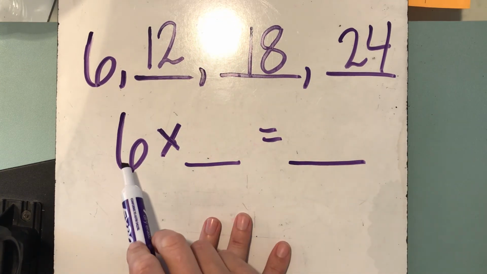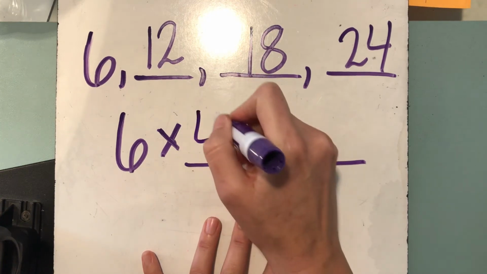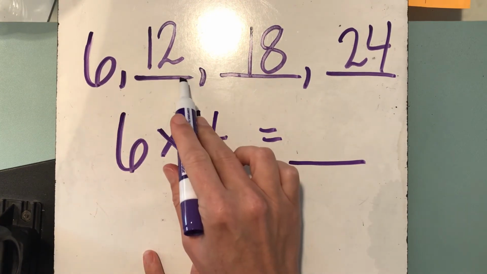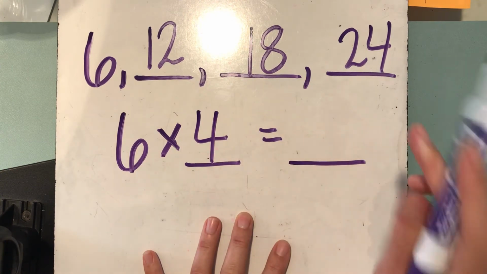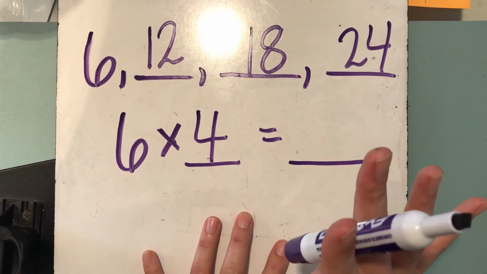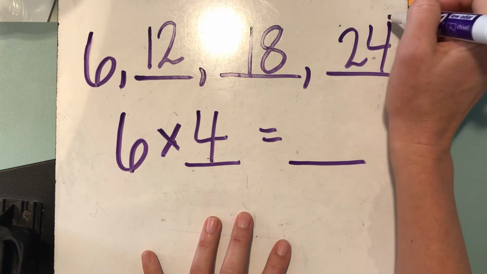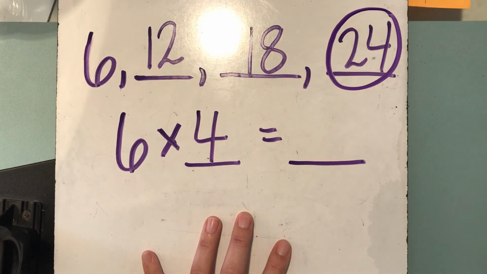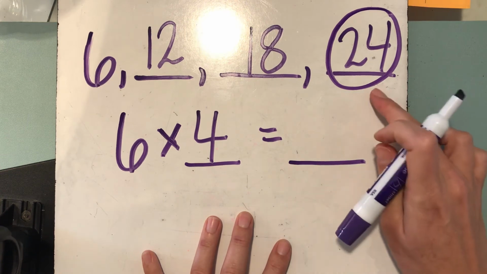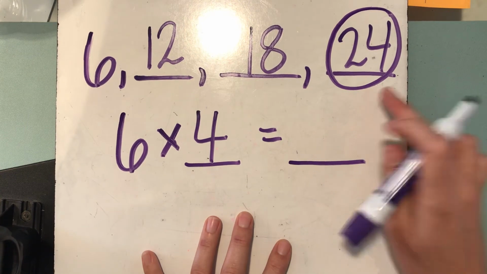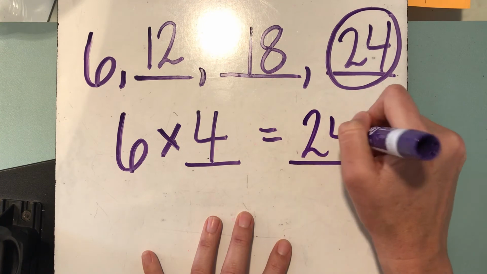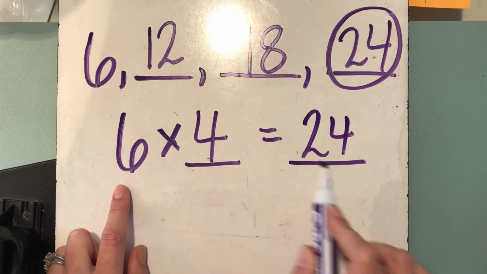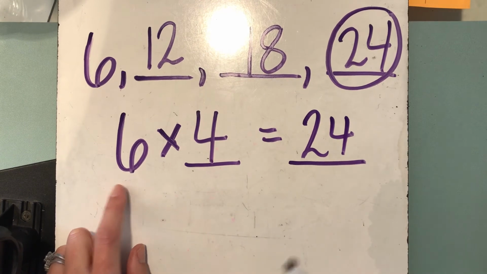Okay, so you should have done 4 here. I skip counted how many times? 1, 2, 3, 4. I skip counted 4 times. And what was the last number that I landed on? Well, the last number in this sequence is 24. So I know 6 times 4 equals 24.